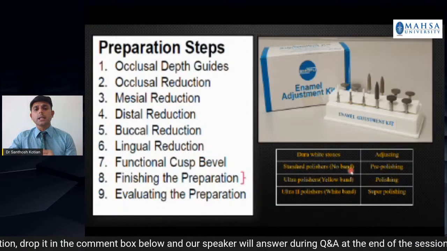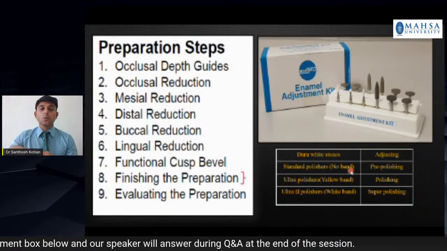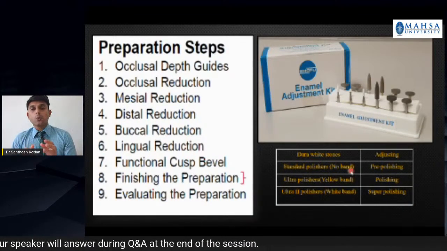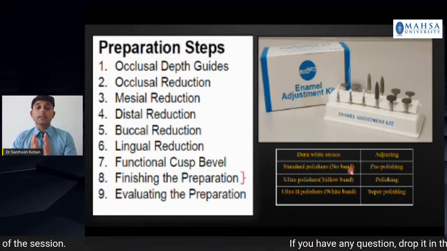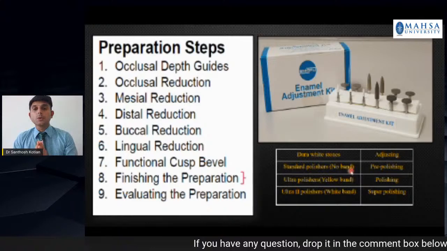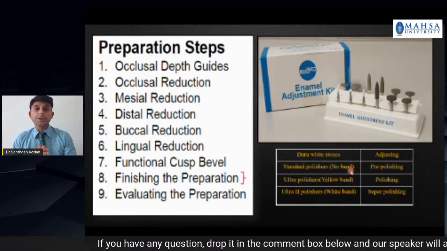Again, it's usually very tempting to just go around the whole tooth once again, but don't do that. If you see that the rest of the tooth is fine and just one area is a problem, just trim in that area only. And then you can use the finishing burrs to finish the preparation.